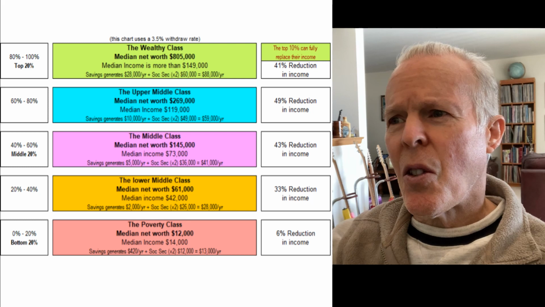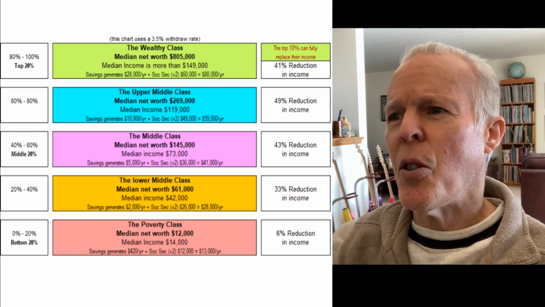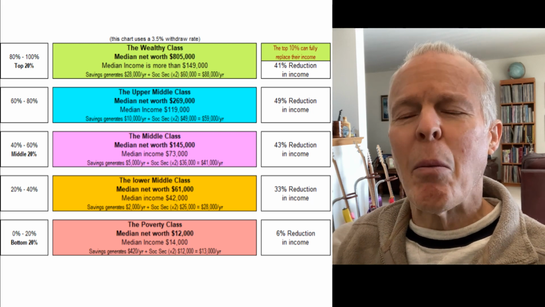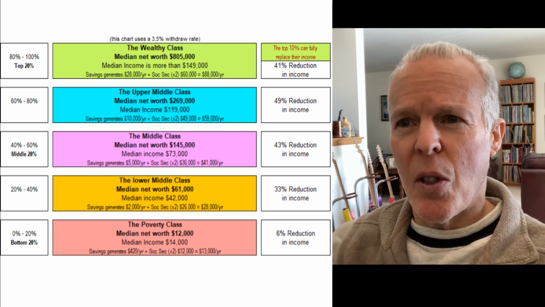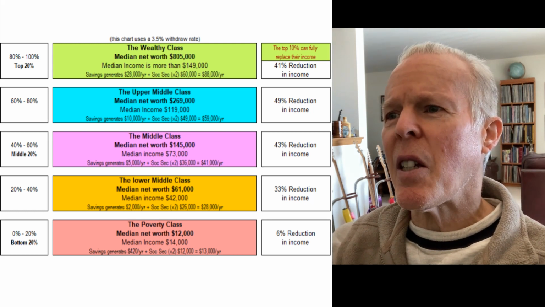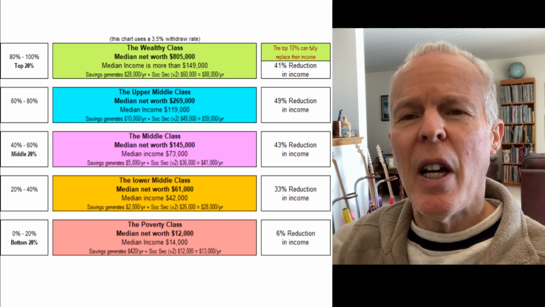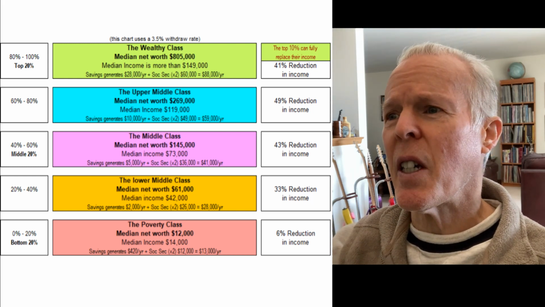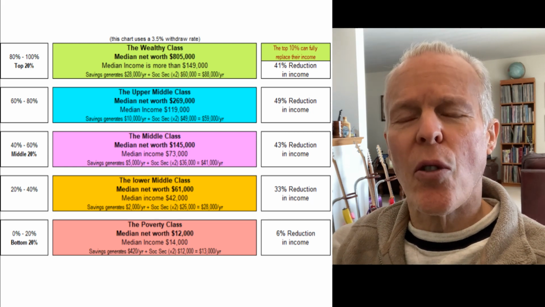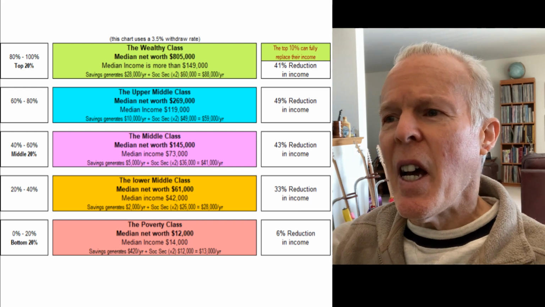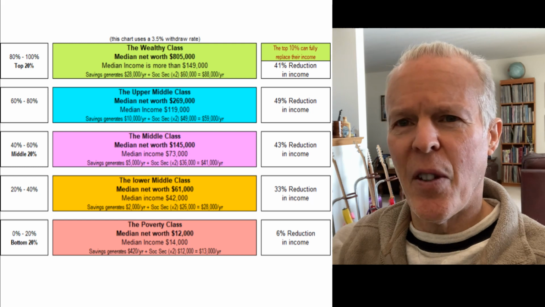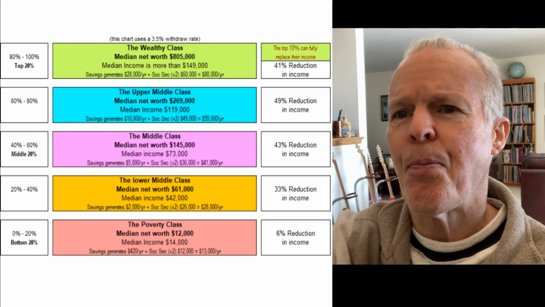So continuing to look at this chart, you can see that at each category, there's a median income listed. So the wealthy class, which is the top class, their median income is $149,000, yet when they retire or quit working, their median income is only about $88,000, which is over a 40% reduction in pay. And as you go down each class, you can compare the numbers, which is about a 50% reduction in lifestyle.